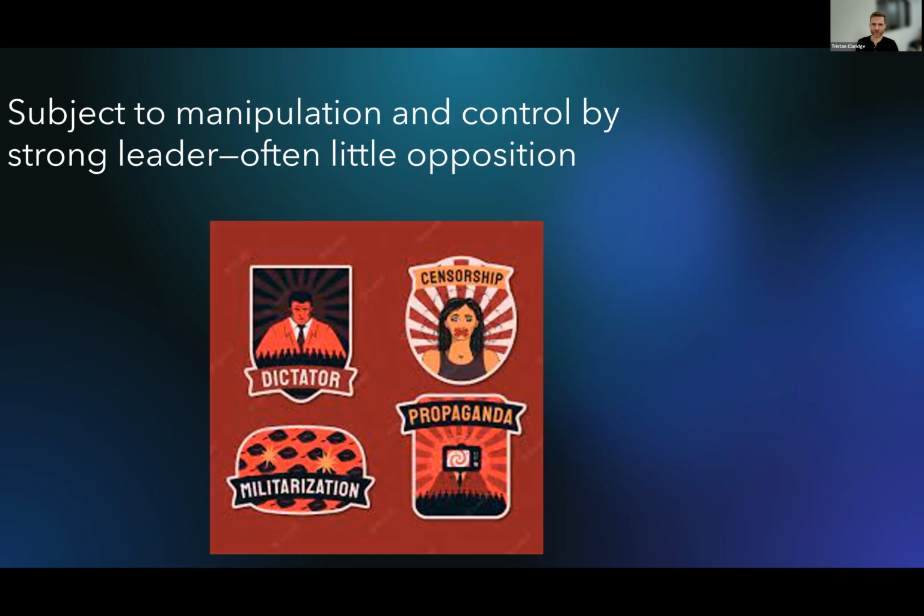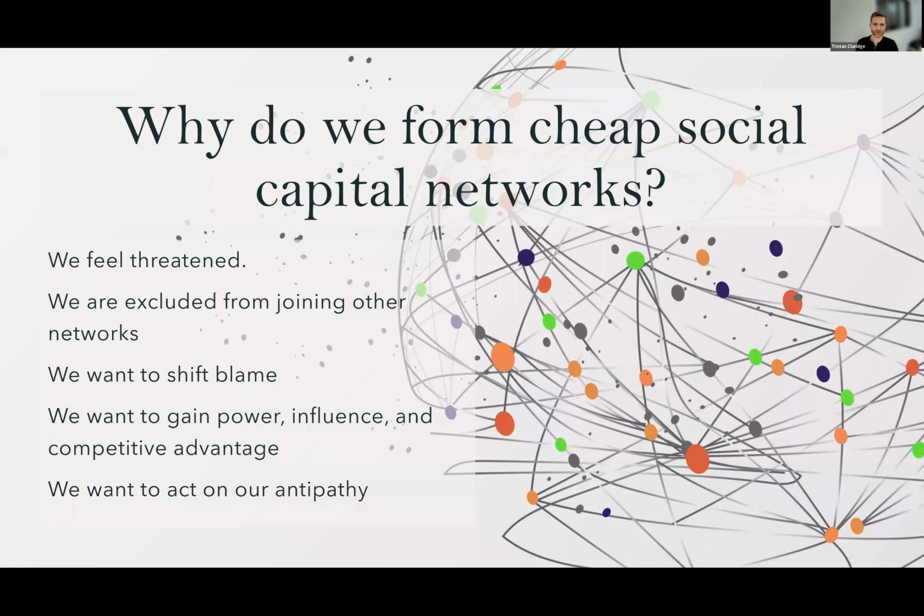Absolutely. So we've talked about why we form cheap social capital. We've certainly touched on that a little bit, but let's give a list. These are some of the reasons that you've identified. Well, if we went back to Animal Farm as our sort of pattern, we often begin by feeling threatened or disadvantaged, excluded, or we may want to blame others for our condition. In the case of strong leaders, they may want to gain power or influence or some kind of advantage that's available when you create a network. And lastly, unfortunately, there are times when we simply want to act on our antipathy and disadvantage someone who we view with antipathy. So lots of reasons, and not to mention the fact that they're cheap. It's cheap to do.